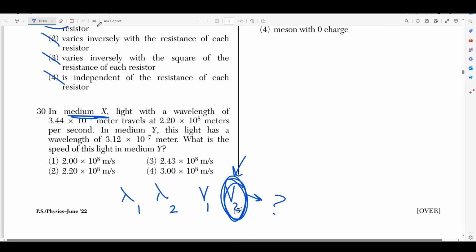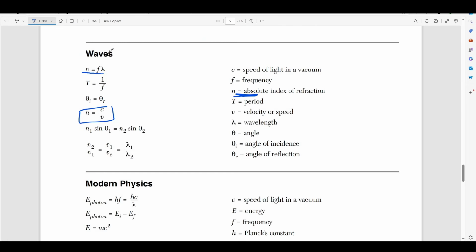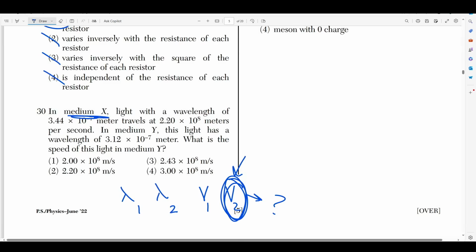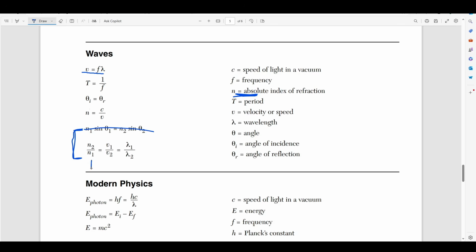And because we're dealing with two different mediums, the only real equation you can use is this right here. Why? Because x and y have different indices of refraction, right? They're different because they refract light differently. So n1 and n2 differ. You can't use n equals c over v because this is just one constant index of refraction. You need to use either one of these two. And because this problem isn't dealing with any angles, we can just automatically go to n2 over n1 is equal to v1 over v2, which is also equal to wavelength 1 over wavelength 2.